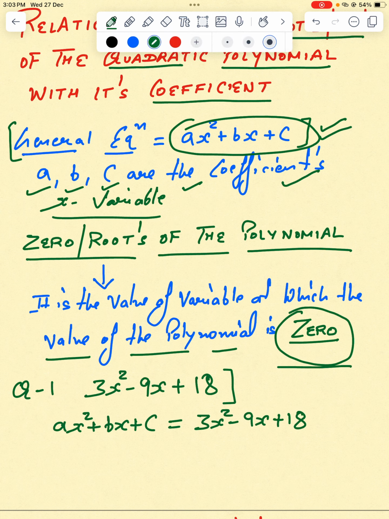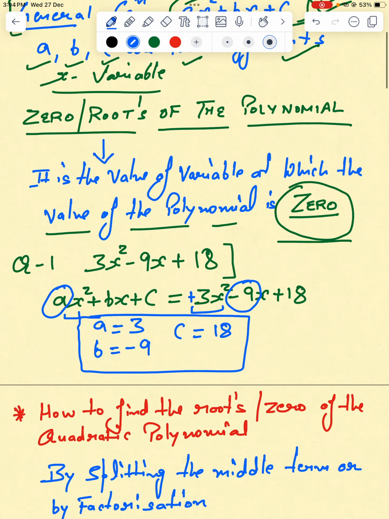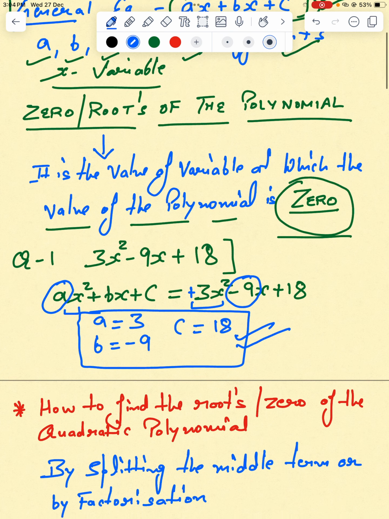So the coefficient of x square on the LHS is a, and on the right hand side is 3. So a is 3, positive 3, right? Similarly, b here is minus 9, and c is 18. So this is the way to equate the coefficients of the given quadratic polynomial with the general equation in order to find the coefficients a, b, c.